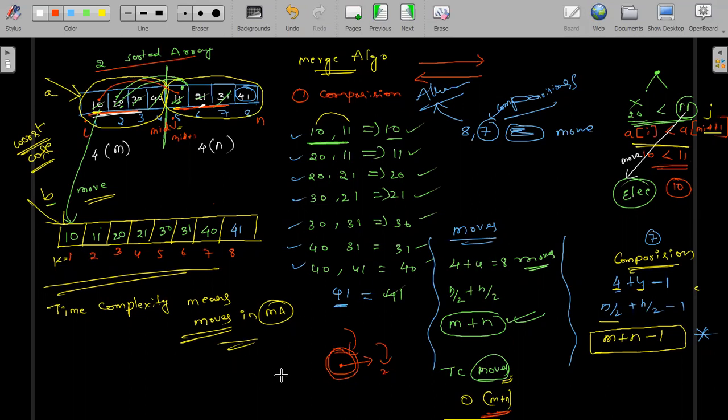Yes or not? That is the reason I gave this small example, maybe you can understand it very clearly. So that's why we call this one out place. The merge algorithm is out place.